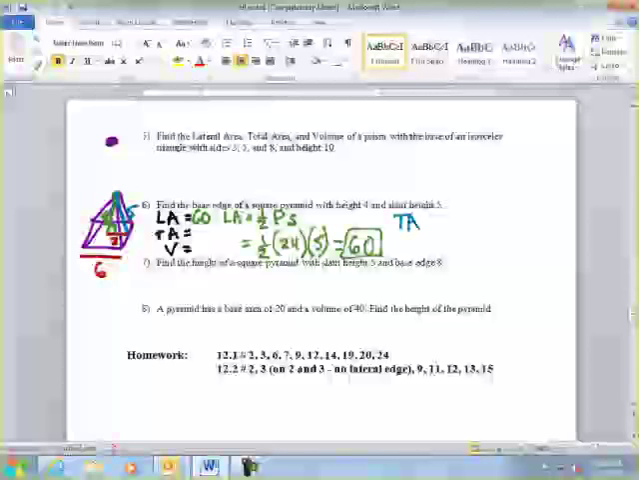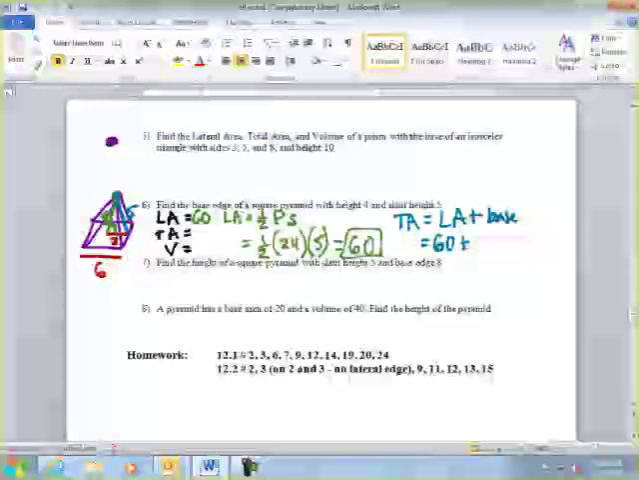Total area, we said yesterday, is always lateral plus the bases. Yesterday, we had 2 bases because we had a shape at the bottom and a shape at the top. With a pyramid, we only have 1 base because we have a shape at the bottom, but the top is just a point. So we're going to add the lateral area that we found, which was 60, plus the area of that 1 base that we have.